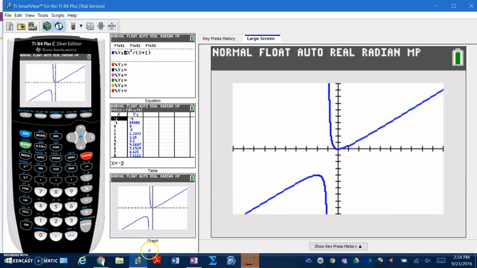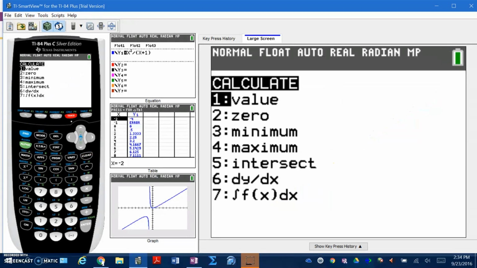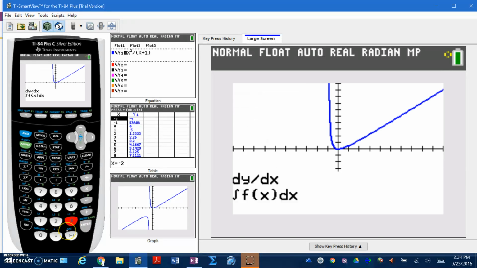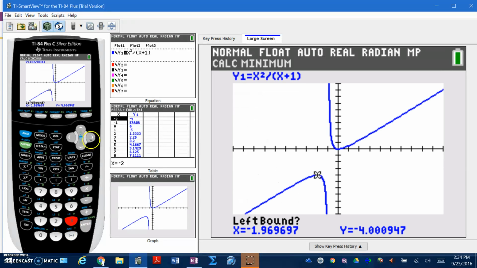Now the range, on the other hand, as you can see, we don't have any y values in between these two branches. So we're going to find the minimum point here and the maximum point there. To do so, we'll hit second trace. Let's find the minimum first. I'll hit option number 3, and if you guys can please scroll to the right with me. Mine happened to pop up on the bottom curve, which is fine. But I scroll to the right, and it actually jumps over to the other curve. I hit enter for left bound. Scroll to the right.